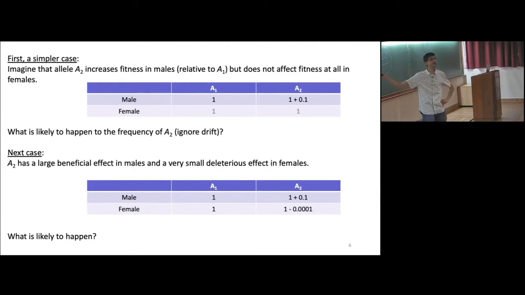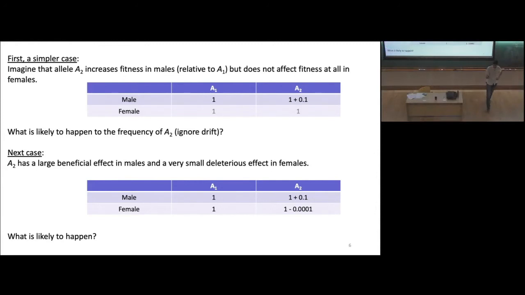That's actually why I do this example, because many people think that if there's conflicting selection of any sort, you would maintain polymorphism. That's not true. So that's why I first start with a big effect in one sex and no effect in the other. That case is simple and intuitive. This case, where you have a very small disadvantage, isn't enough to maintain a polymorphism.